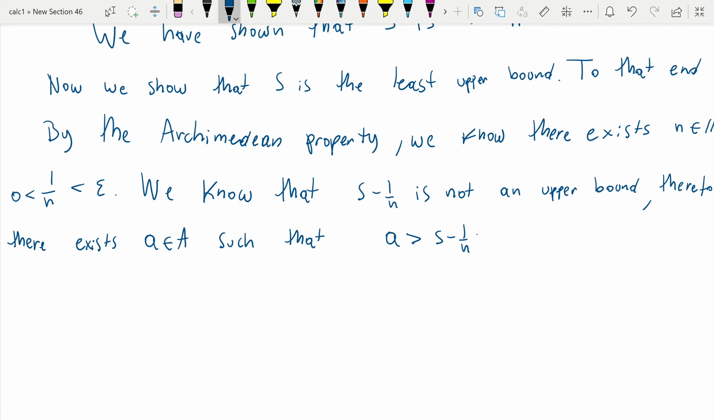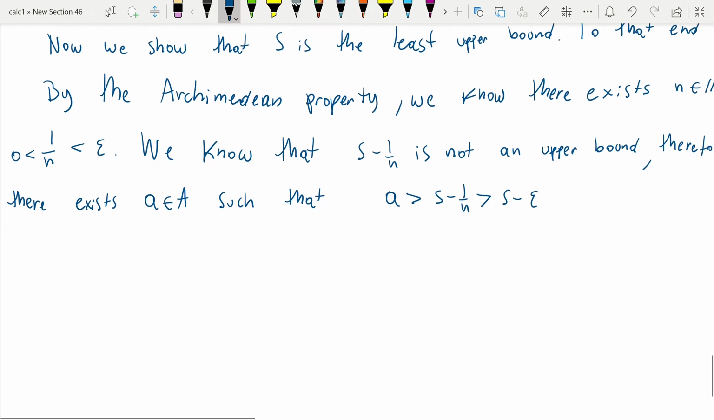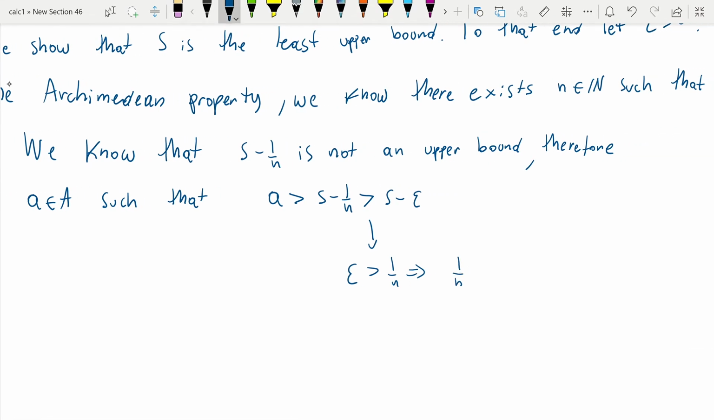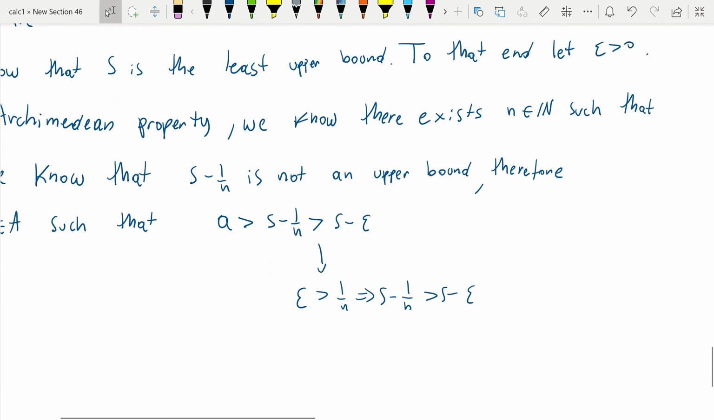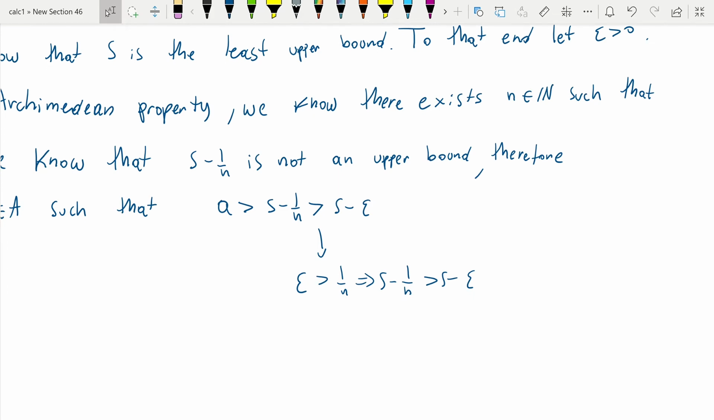But S minus 1 over N is also bigger than S minus epsilon. Why is that? Because remember that epsilon is bigger than 1 over N, which then implies that minus 1 over N is greater than minus epsilon. If we add S on both sides, we get this, right? Which is exactly what we have here. So then, yes, A is greater than S minus epsilon. Remember that we just gave ourselves any epsilon, and we showed that we can find an element A that is bigger than S minus epsilon. So this means that S is the least upper bound by the characterization, right?